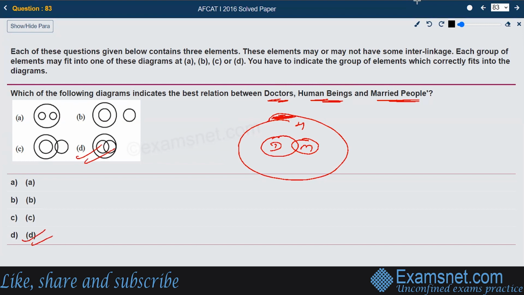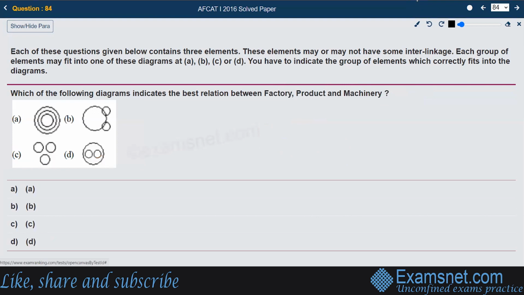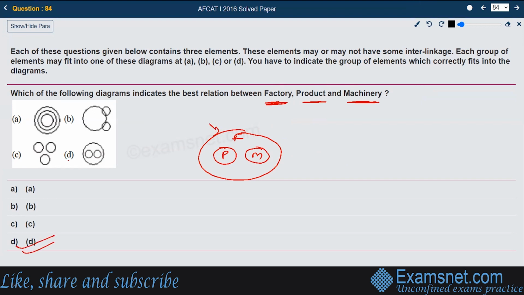Okay, so let's have the next one. Connection between factory, product, and machinery. If you have a closer look, obviously inside a factory you find both a product and machinery, but they are not related to each other. You find machinery at a different place, and you find the product at a different place. So the right answer should match this, and that is option D: factory, product, and machinery. So option D is the right answer.